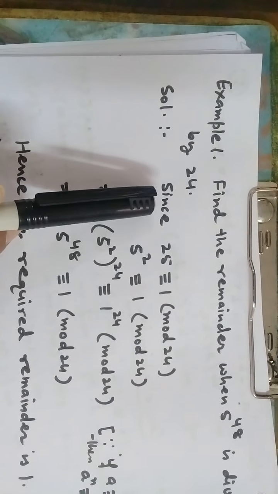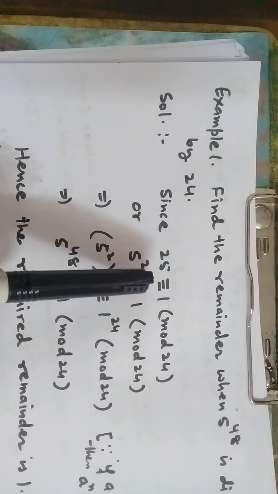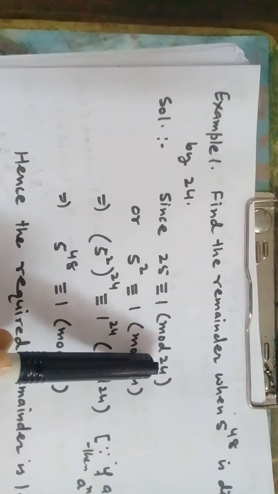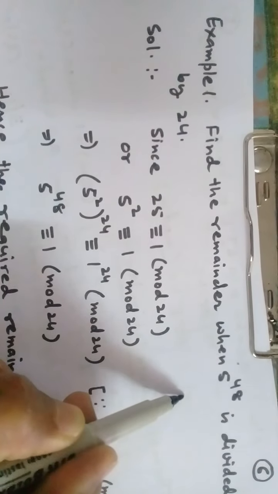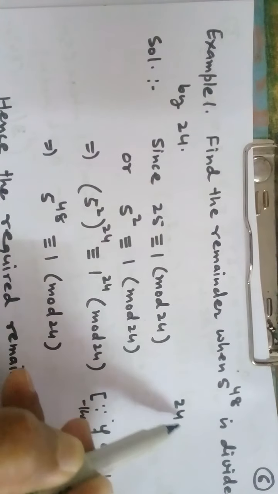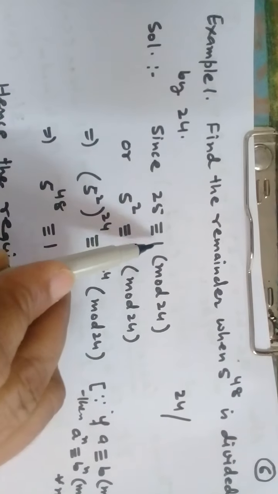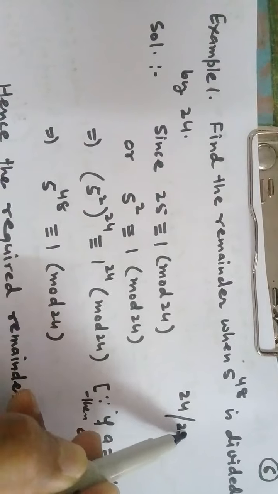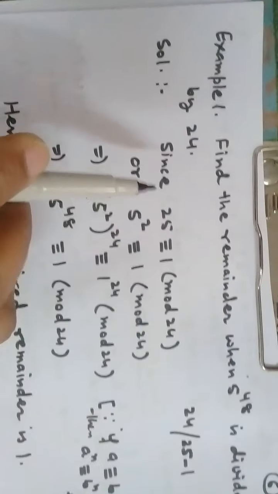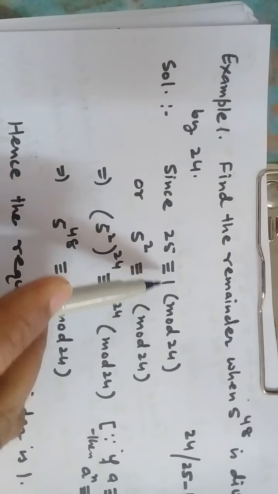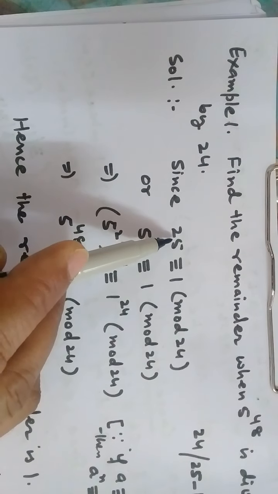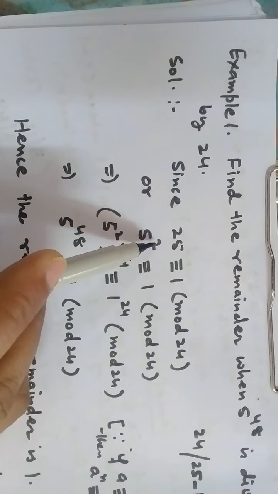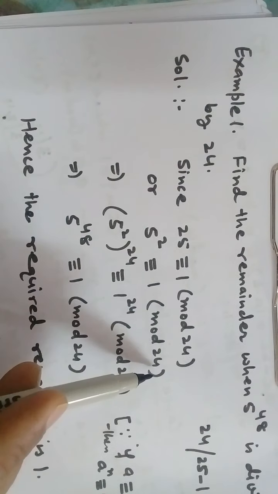So, since 25 is congruent to 1 modulo 24, because by definition of congruence 24 divides 25 minus 1, so we can write 25 is congruent to 1 modulo 24, or 25 can be written as 5 का square is congruent to 1 modulo 24.